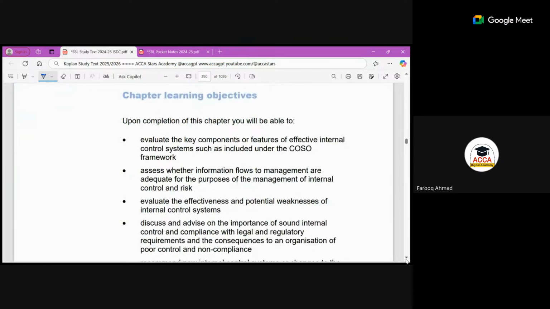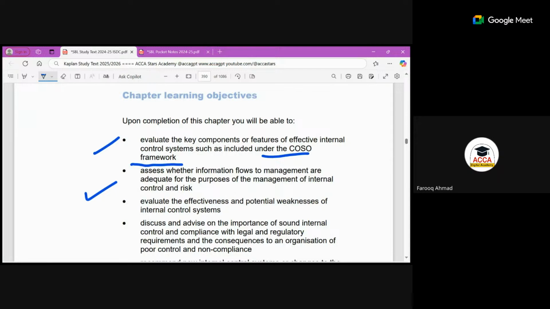So this chapter will cover the evaluation of components or features of effective internal control systems, such as those included under the COSO framework. We will discuss how and when it was designed, because there is another short story behind it. There was a big scam happening, and due to this reason the COSO organization came into force, and then they started preparing the framework for internal control systems.